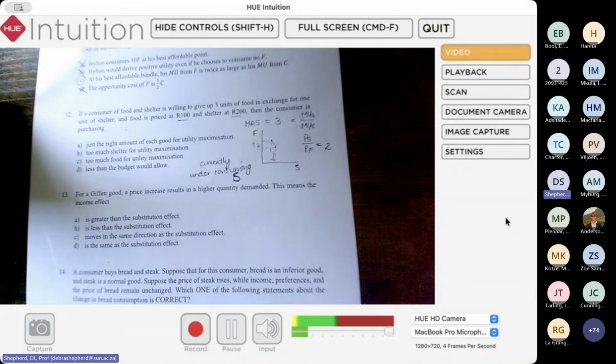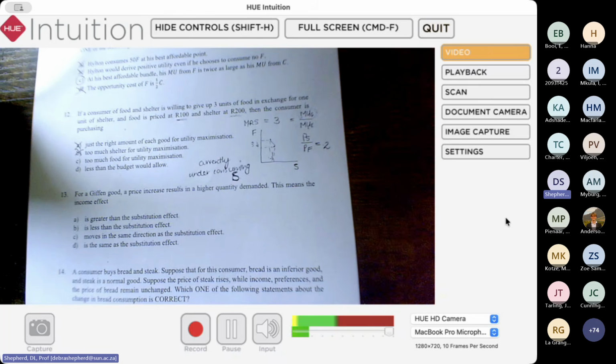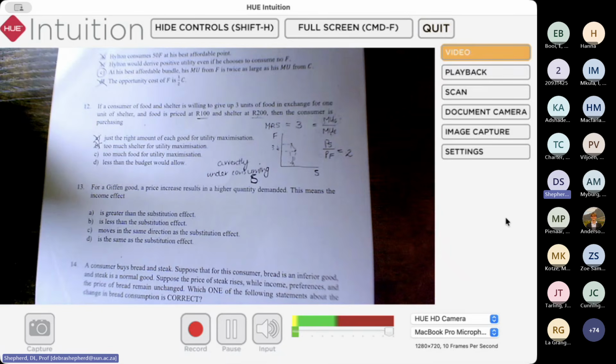So A is incorrect. B says too much shelter. That is incorrect because what we know about this consumer is they are very willing to give up food for shelter. Oof, it's a lot to hold all of this in your head. So they're very willing to give up food for shelter, more willing than what the market expects them to trade food for shelter. So B is incorrect.